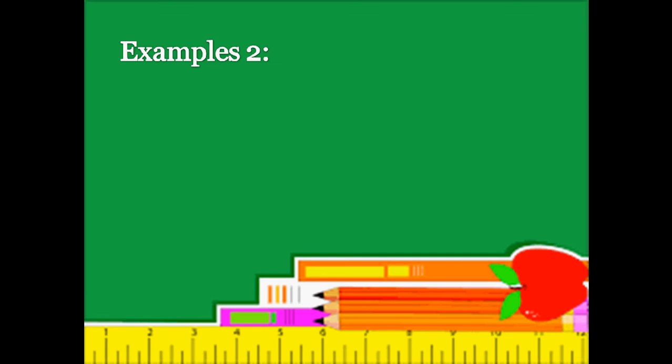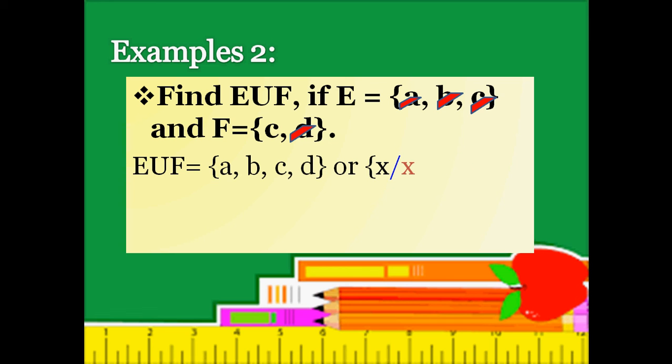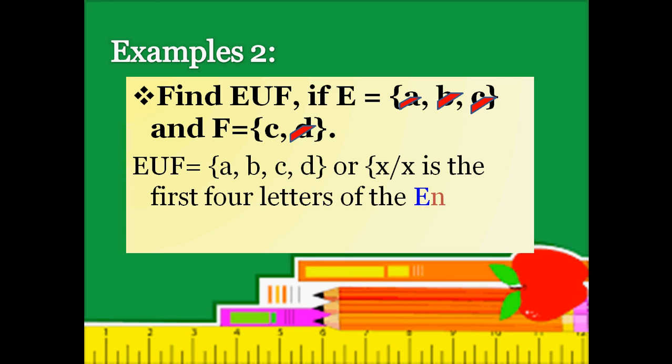Let us answer example number 2. Find the union of set E and set F if set E has the elements A, B, C, and set F has the elements C and D. First, list all the elements of set E, which are A, B, C, and then combine them with the elements of set F which are not yet listed, which is D. Hence, the union of set E and F has the elements A, B, C, D, or we write this in rule method as x such that x is the first 4 letters of the English alphabet.